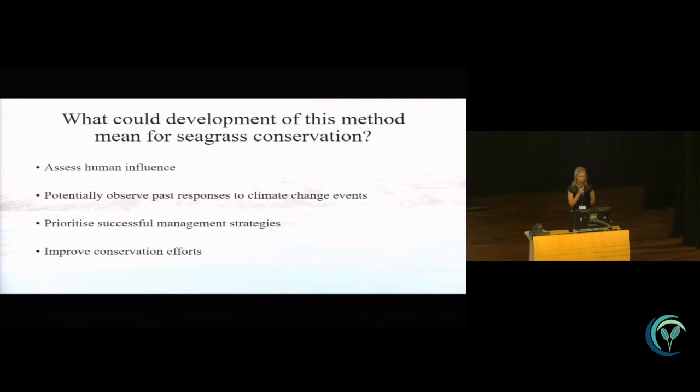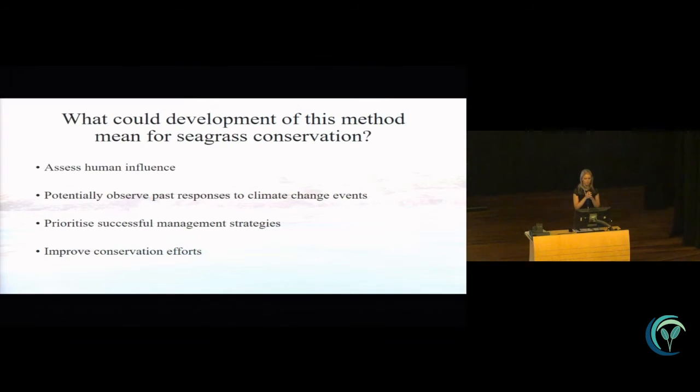So what could this method mean for conservation in seagrasses? We can use this to assess human impact, like I mentioned before, so we can see how humans have influenced the composition of seagrass communities. If I can take sediment cores that are deep enough and date these, I can observe some of the past responses to climate change events and see some of the resilience in seagrass species. This can help me and help everyone prioritise successful management strategies, so target those species that are more likely to survive into the future. And this can help us improve our conservation.